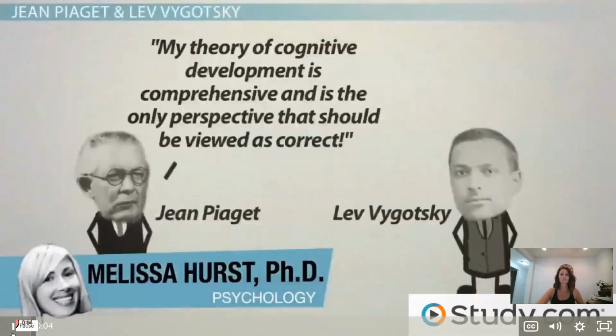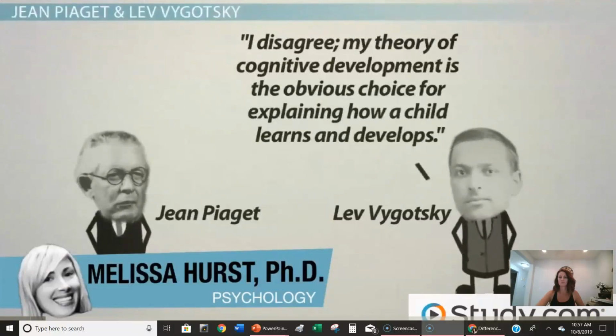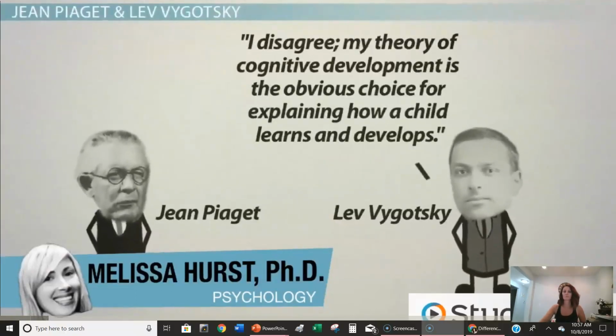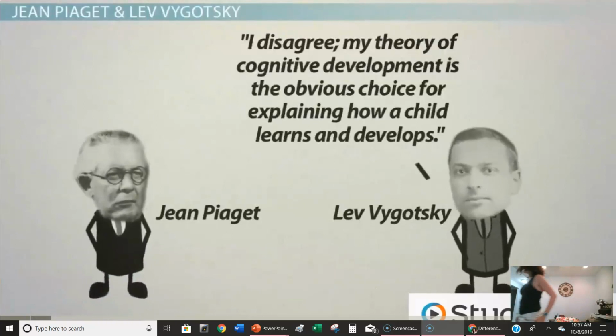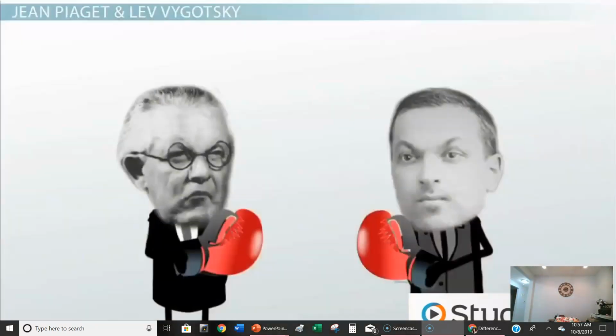My theory of cognitive development is comprehensive and is the only perspective that should be viewed as correct. I disagree. My theory of cognitive development is the obvious choice for explaining how a child learns and develops. It appears that we have a difference of opinion here.